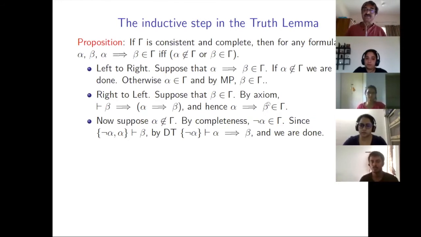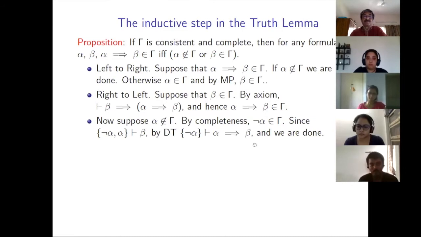So, what about the other case? Suppose alpha does not belong to gamma. By completeness, not alpha belongs to gamma. Now, since from negation alpha, alpha I can derive beta. I remember we went through this. By deduction theorem, not alpha derives alpha implies beta. Right? But then not alpha belongs to gamma. So gamma derives not alpha. Therefore, gamma derives alpha implies beta.